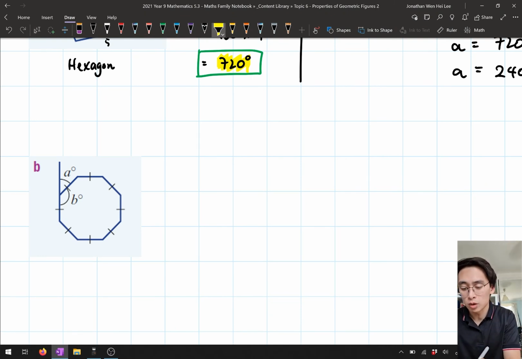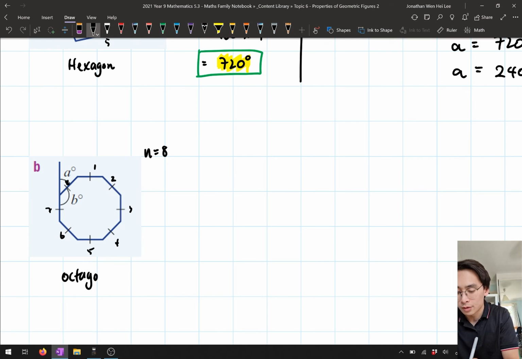If you have a look at the shape, what type of shape do we have here? Well, I've got 1, 2, 3, 4, 5, 6, 7, and over here there's 8. We've got 8 sides, so this is n is equal to 8. This is actually called an octagon.